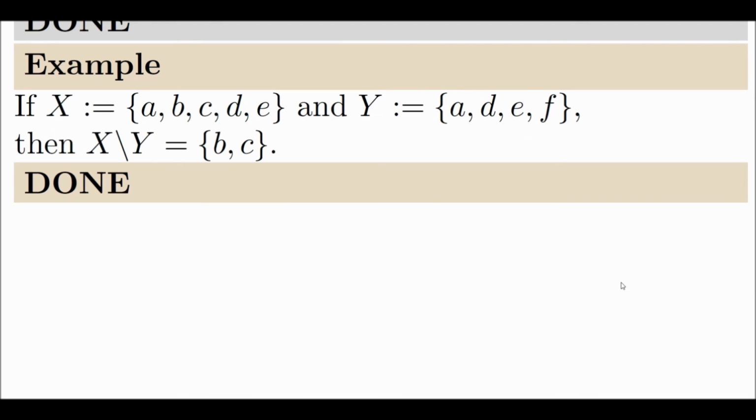Here's an example of complements. So if X is the set A, B, C, D, E, and Y is the set A, D, E, F, then X without Y would be B, C. So these are the only objects that are left over. If you start with X, and you throw out anything that's in Y, you'll be left with B and C.